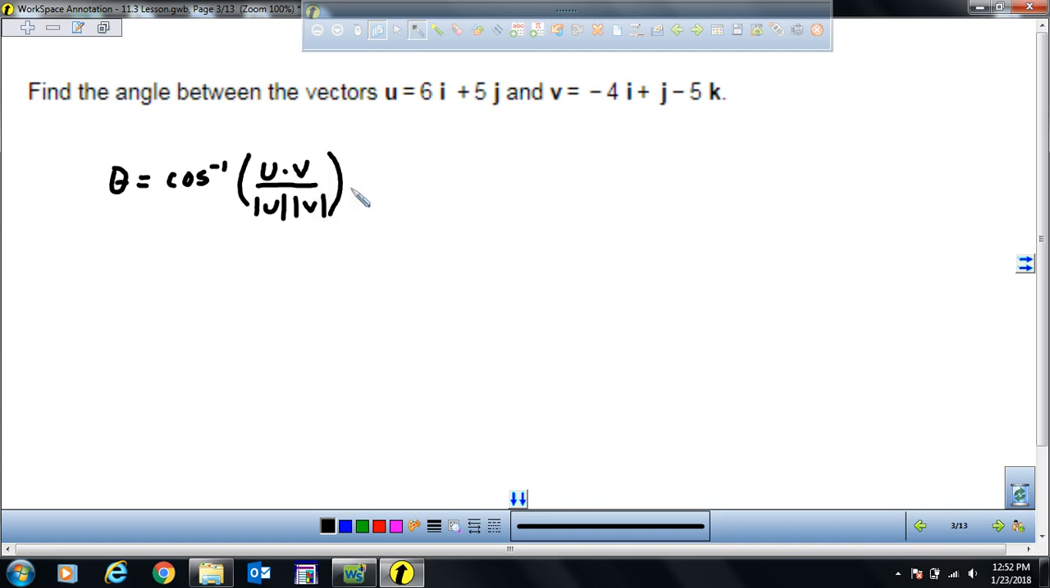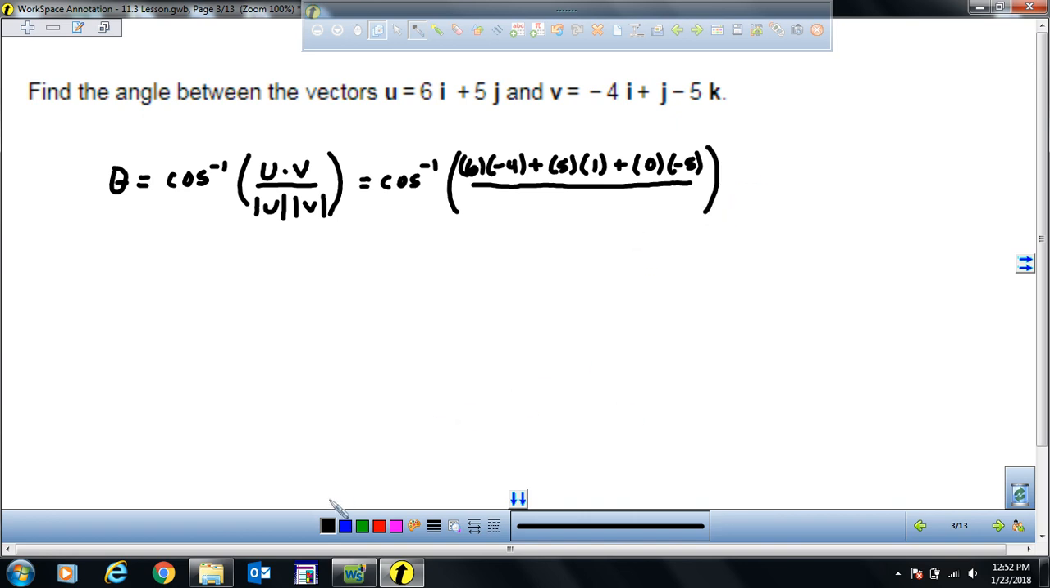So the dot product is going to be this. We're going to have cosine inverse of, multiply the i components, which is 6 times negative 4, plus then the j components, which is 5 times 1, plus the k components. The first one doesn't have a k component, that means it's 0, times negative 5, everything over the magnitudes of the two vectors. So separately, let's go ahead and find the magnitudes of the two vectors.